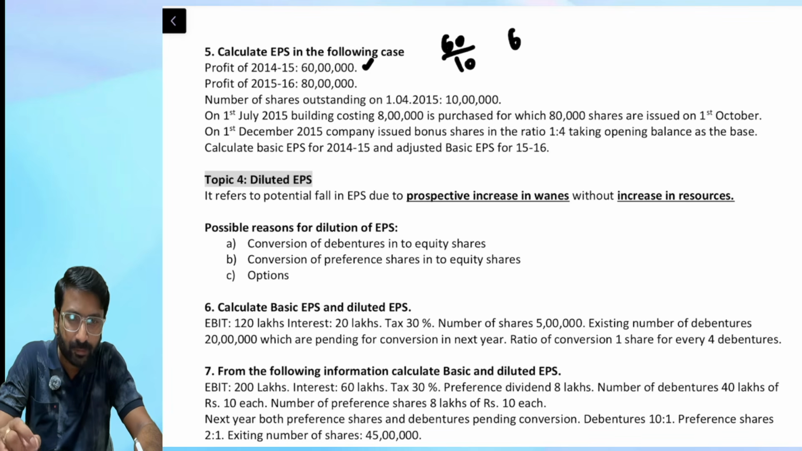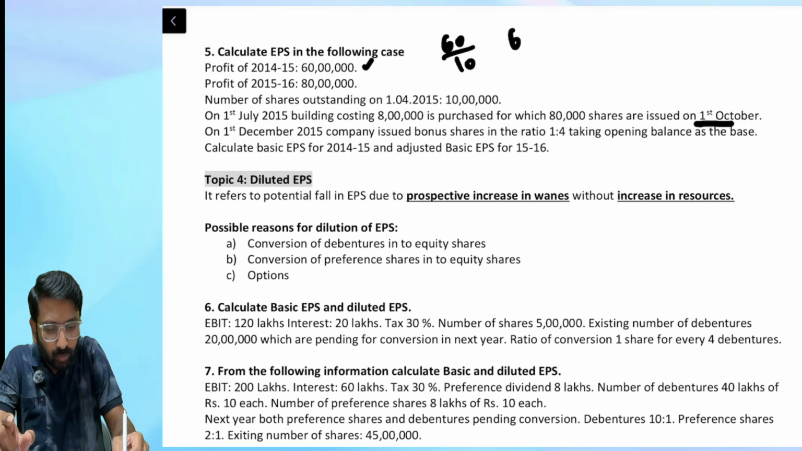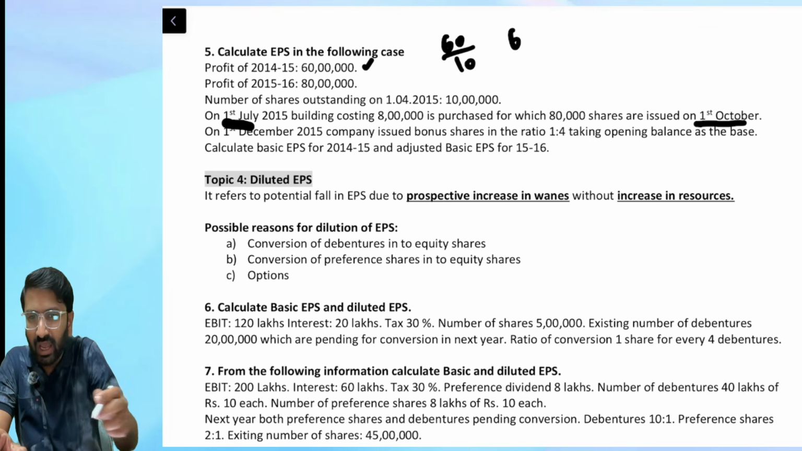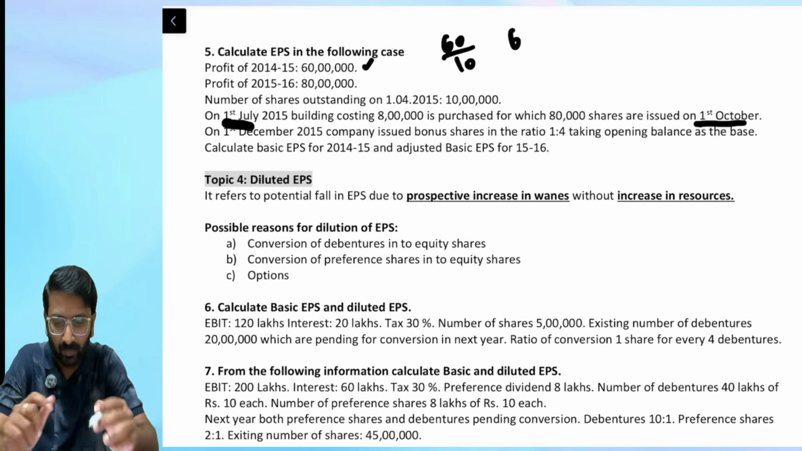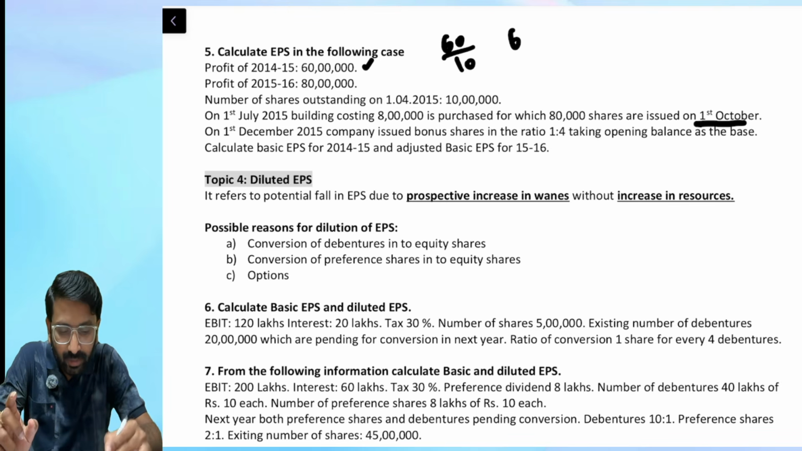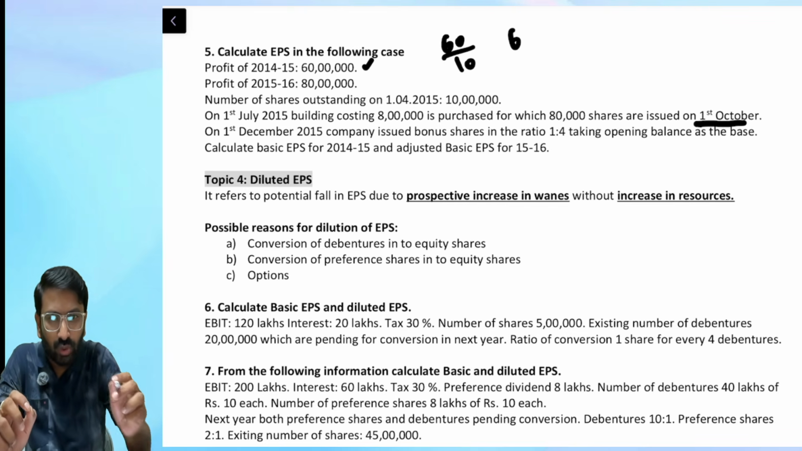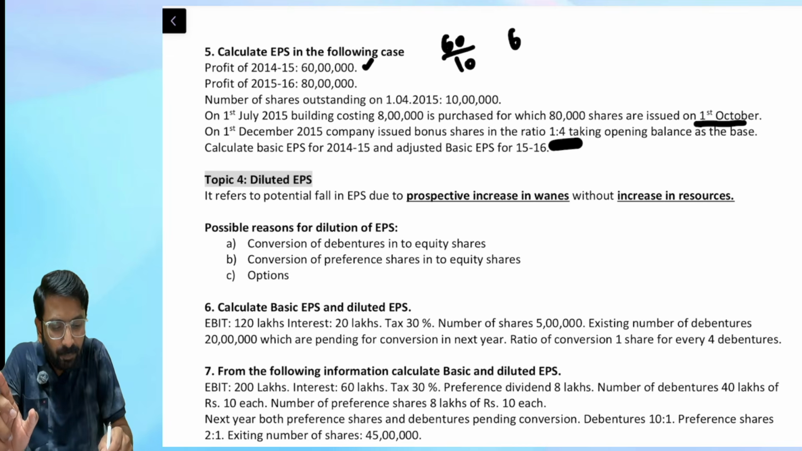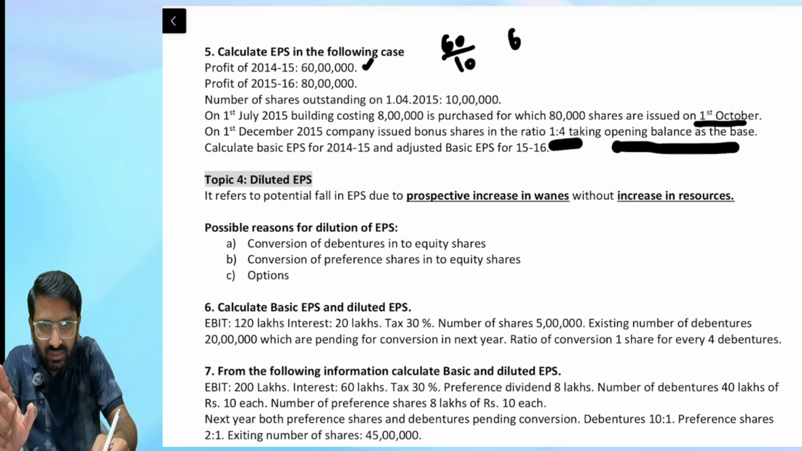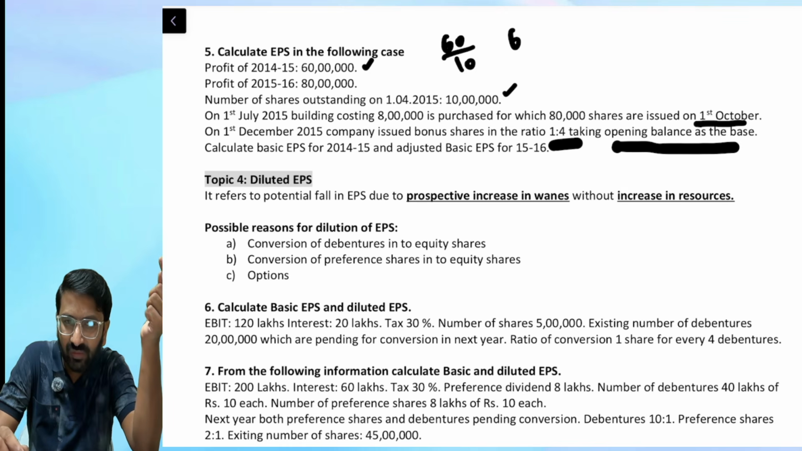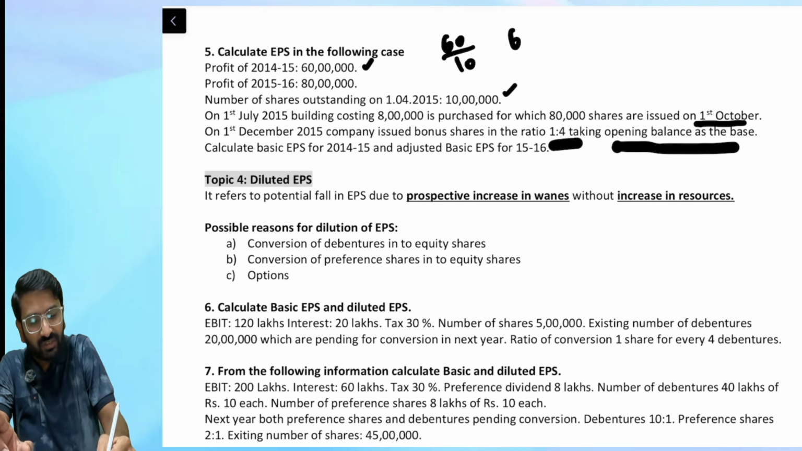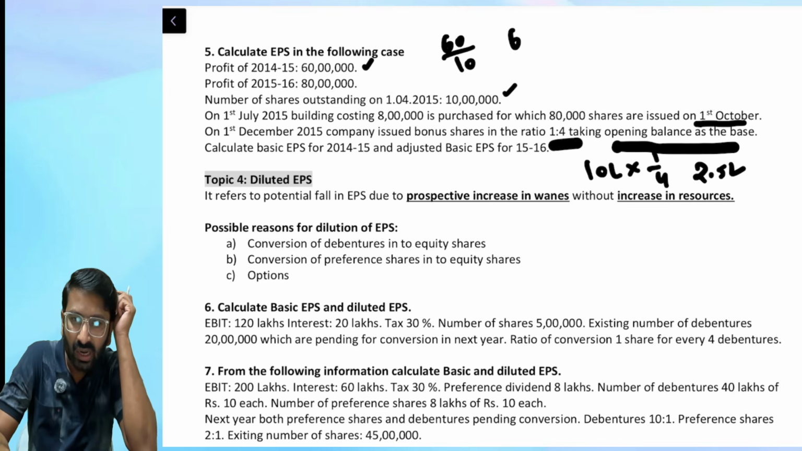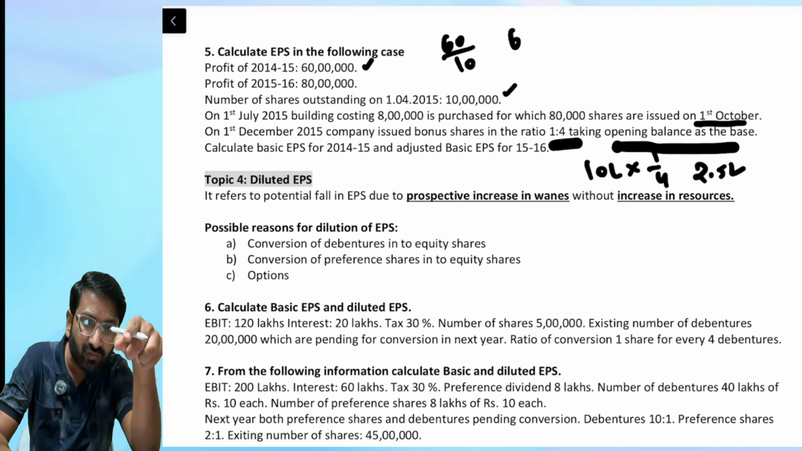Okay. On 1st July 2015, a building costing 8 lakh is bought for which 80,000 shares are given on 1st of October. So even though the shares are given on October, since the building is bought on July, I should consider from which period? July only. Apart from that, on 1st December 2015, company issued bonus shares in the ratio of 1 for every 4, taking the opening balance as the base. So what is the opening balance of shares? 10 lakh. For every 4 shares, we are giving 1 as bonus. So for 10 lakh shares, 10 lakh into 1 by 4, how many bonus shares would I give? 2.5 lakh. And this bonus shares of 2.5 lakh is assumed to be there from the first day of the last year.